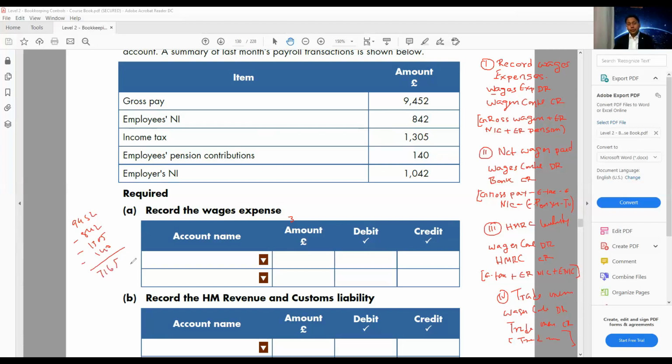So the reason we are taking 7165 is because we cut all of this from the employee's earning. Even if you work for a company, they will cut the tax, they will cut the national insurance from your salary, they'll cut the pension, and whatever is the leftover, they will pay you. They will not keep the tax and the national insurance for themselves. They have to pay it to HMRC, but they will cut it from your wages and give it to HMRC separately. Later on they will transfer all of this to HMRC. So let's do the journal.